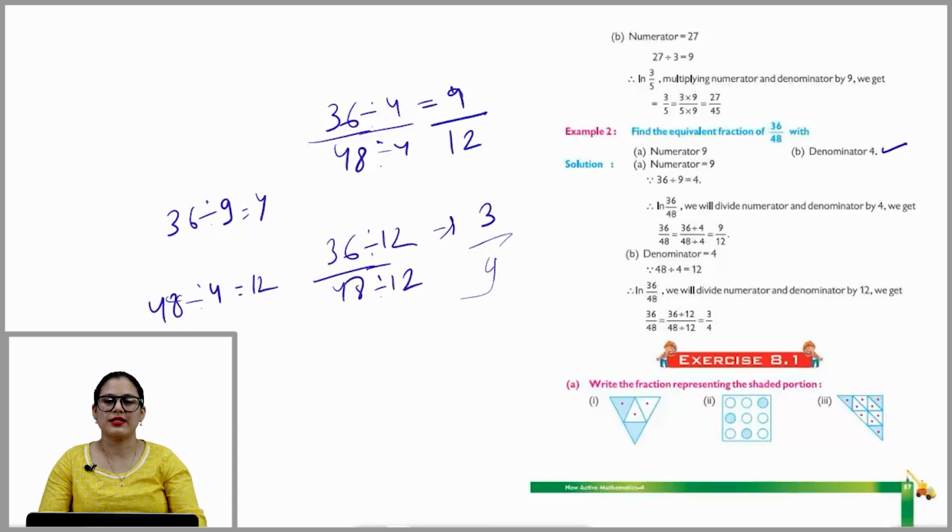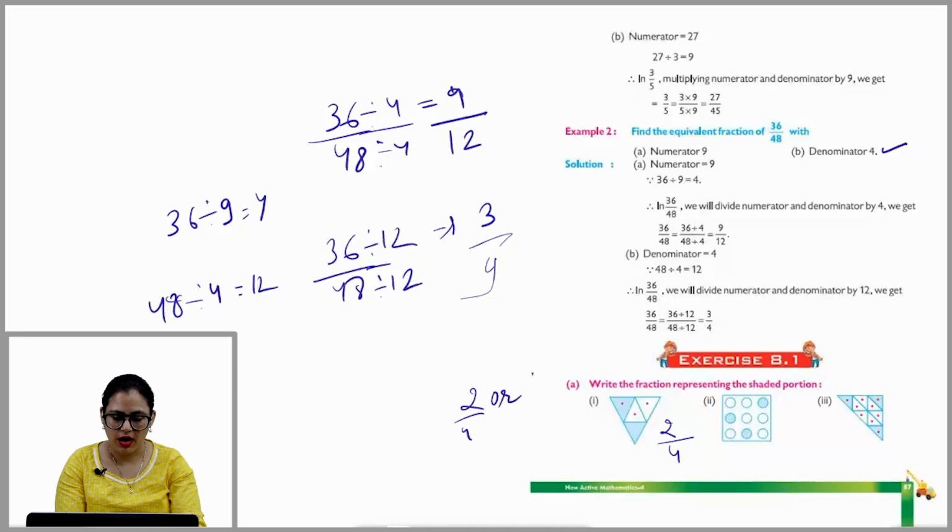Okay, let's do exercise 8.1. Write the fraction representing the shaded portion. There are total 1, 2, 3, 4 parts and only 2 parts are shaded. So 2 by 4 is the fraction, or half, 1 by 2, right?